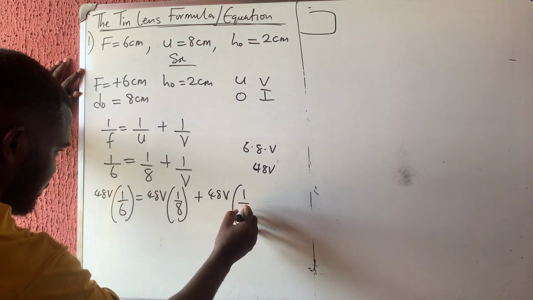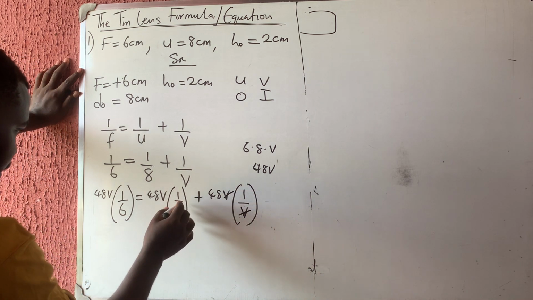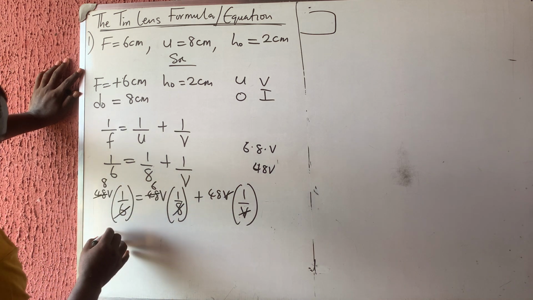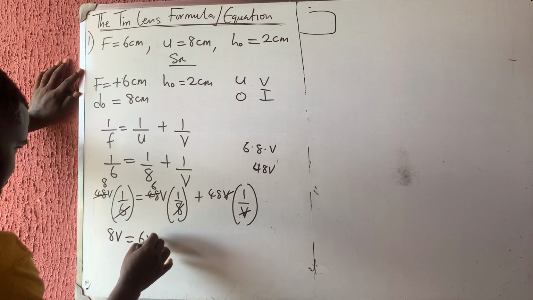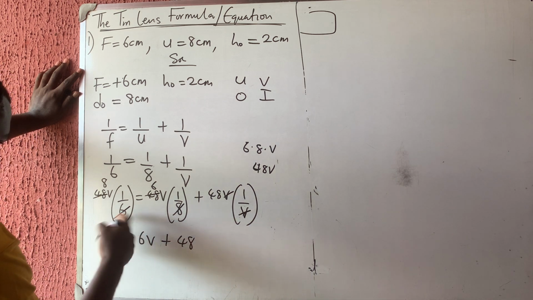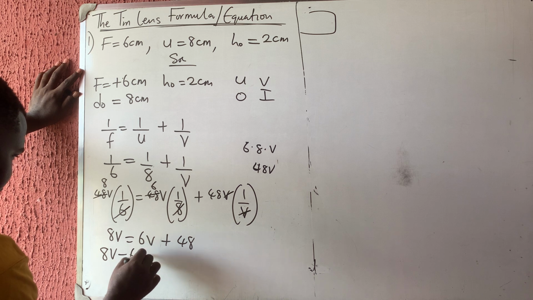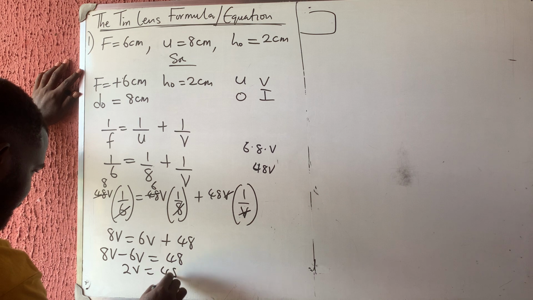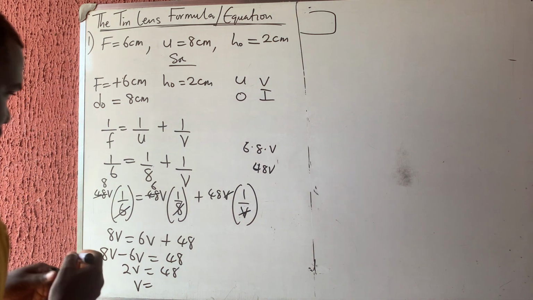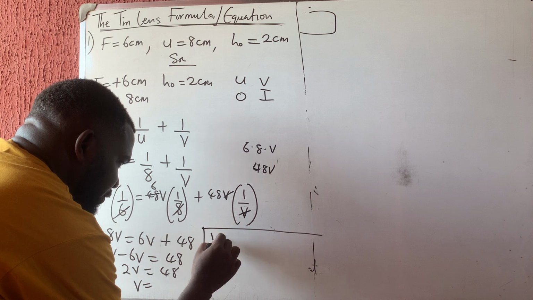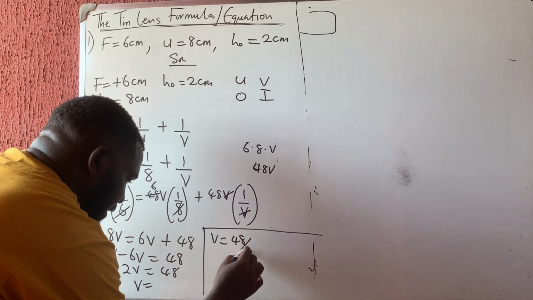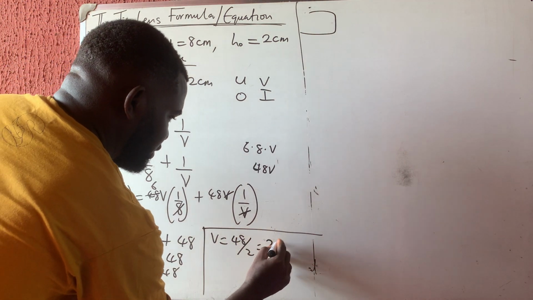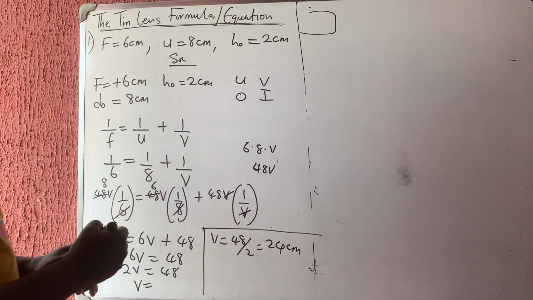You will now see that v takes care of v. This into this will give you 6, and this into this will give you 8. So I have that 8v is equal to 6v plus 48. So 8v minus 6v is equal to 48. Therefore 2v is equal to 48, which shows that my v will be 48 divided by 2, which is 24 cm.